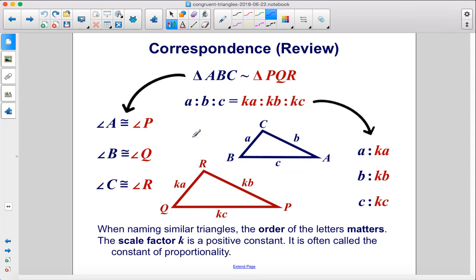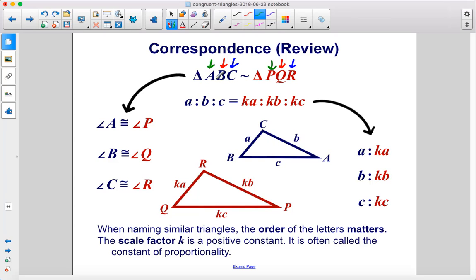Correspondence review. When naming similar triangles, the order of the letters matters. Here we have triangle ABC is similar to triangle PQR. Therefore, angle A is congruent to angle P because those are first. Angle B is congruent to angle Q because those are the second letters. And angle C is congruent to angle R because those are the third letters. And same with the sides.